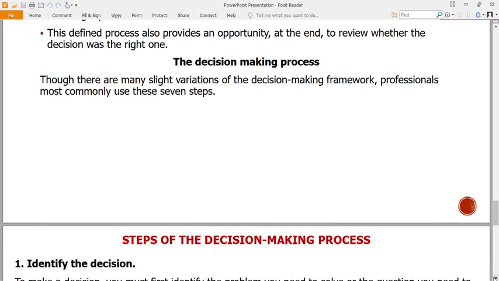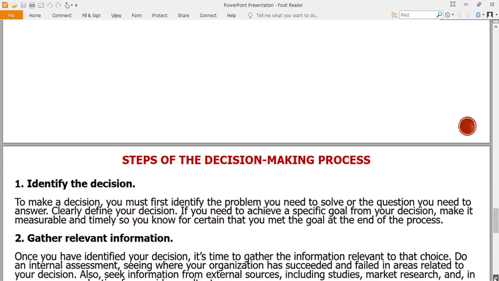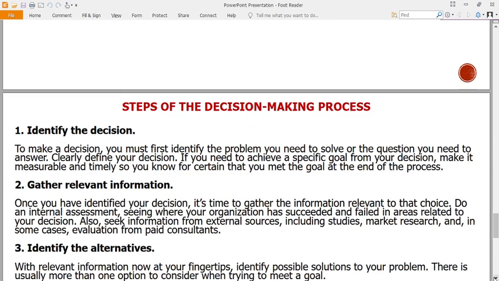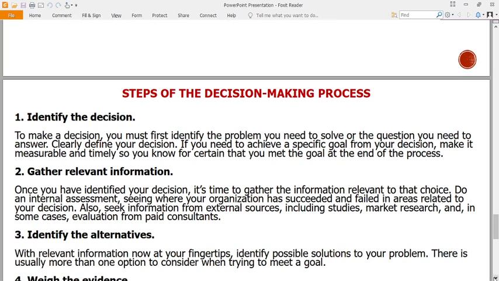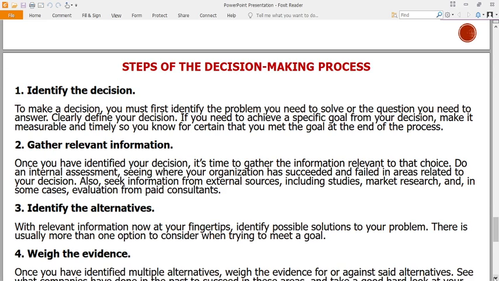The decision making process has around 6 steps. However, there could be more, but at least these shouldn't miss. Identify the decision. This is basically identifying the problem or the question that you need to answer. So in the planning process, you have to look out what the problem is or the questions on your mind that you want answers for.